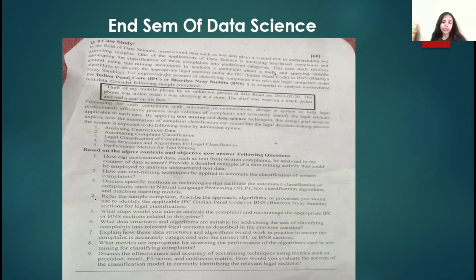Here our fourth question is: refer to the sample complaint, describe the approach, algorithm or process you would use to identify the applicable IPC or BNS section for legal classification. In this question we have to provide an approach or algorithm to identify the applicable IPC or BNS section. Now let's see the algorithm.